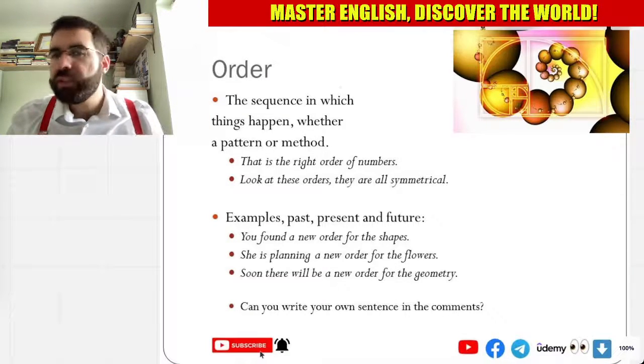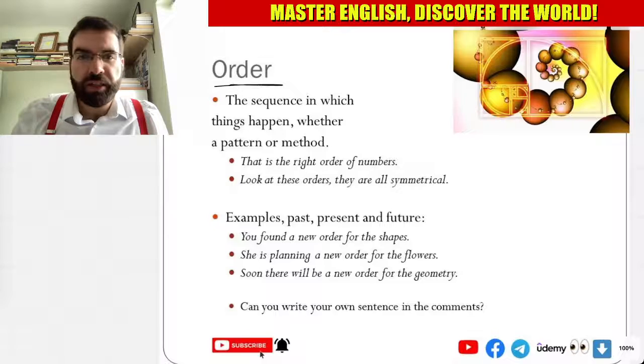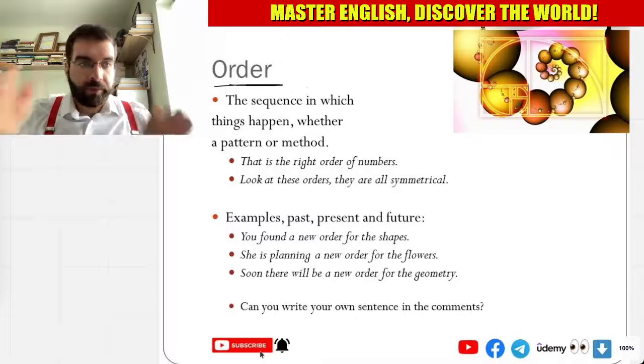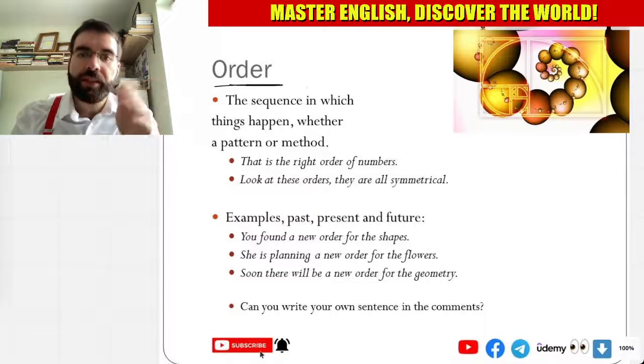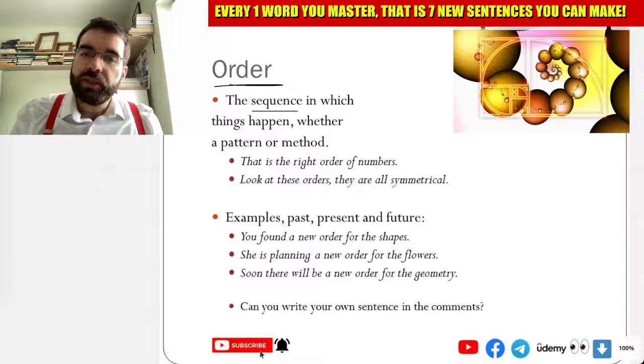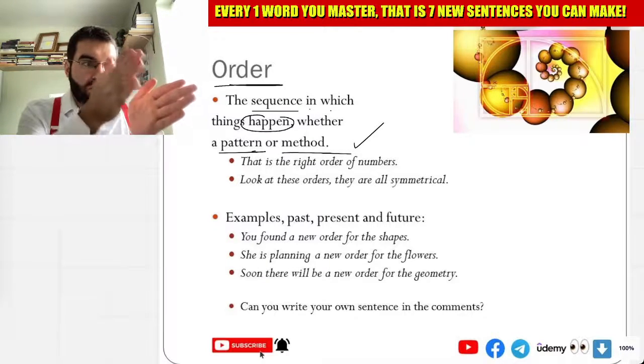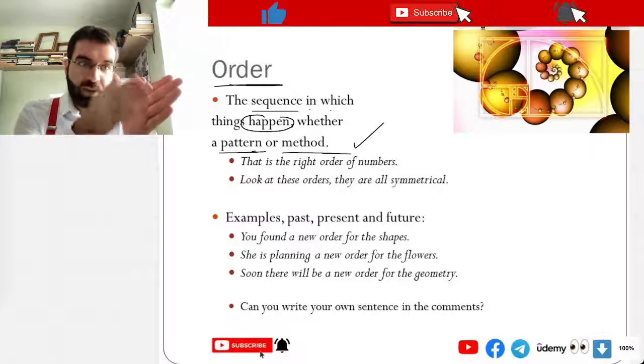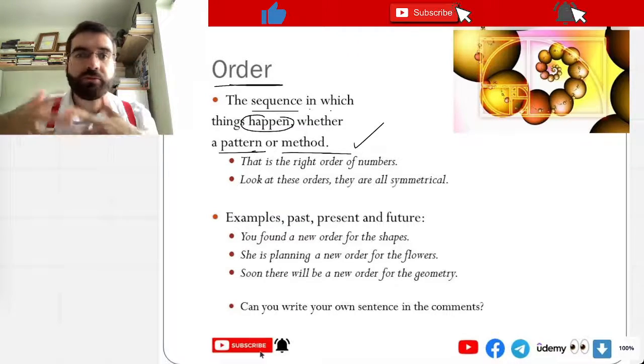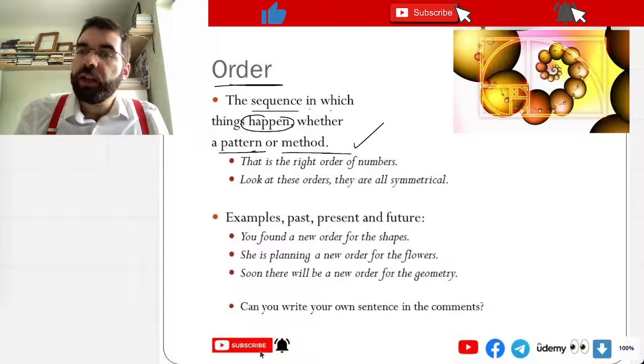So let's look at today's noun, Monday noun: order. Order. The sequence in which things happen, whether a pattern or method. So the order of things: 1, 2, 3, 4, 5, A, B, C, D, E, F, G. Yeah, the order. So things move along here. Order.